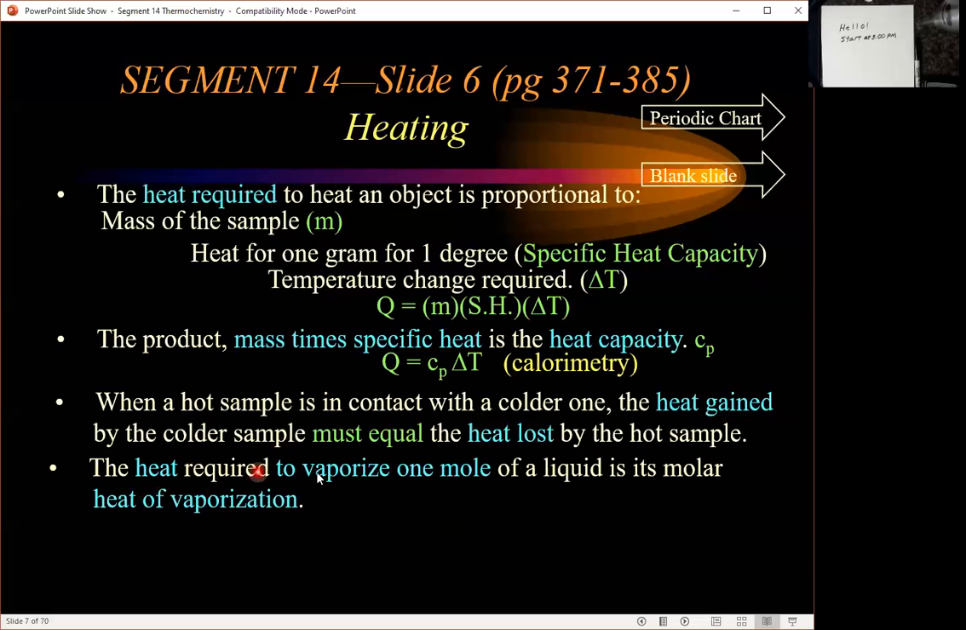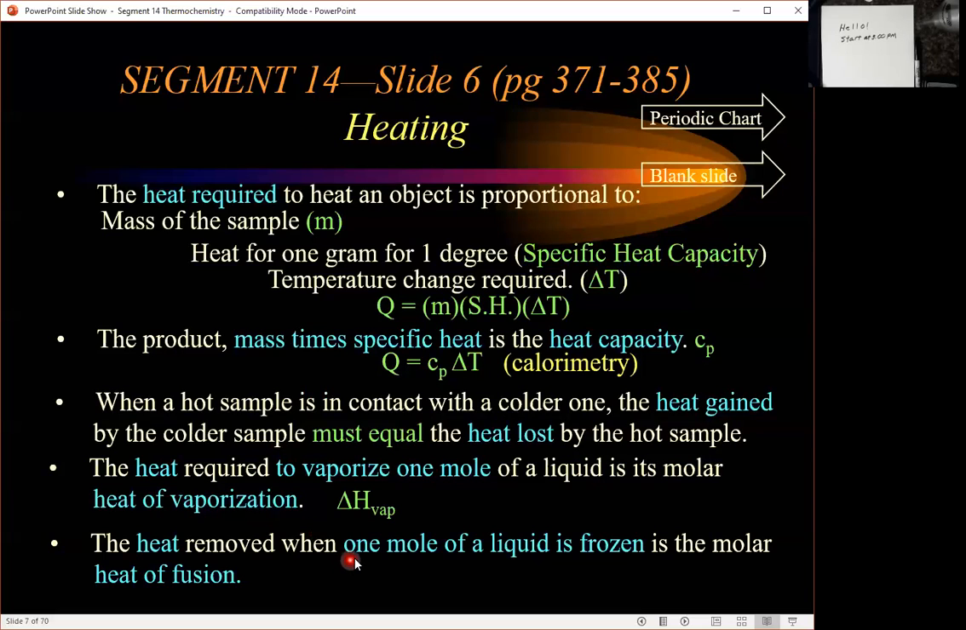If we're looking at heat of vaporization, it's the heat for vaporizing 1 mole of a substance. I'm going from the liquid, typically, to the gas. That's called the molar heat of vaporization. And we can look those numbers up in handbooks and things.